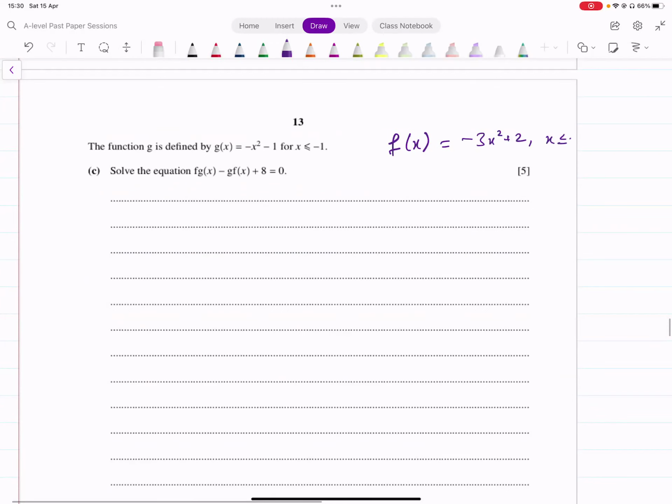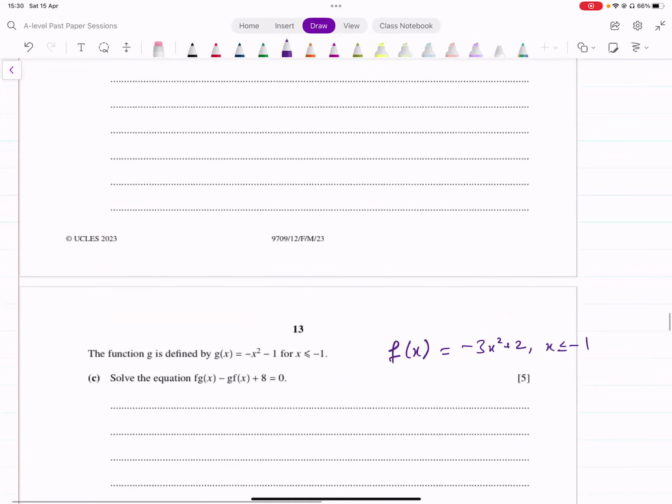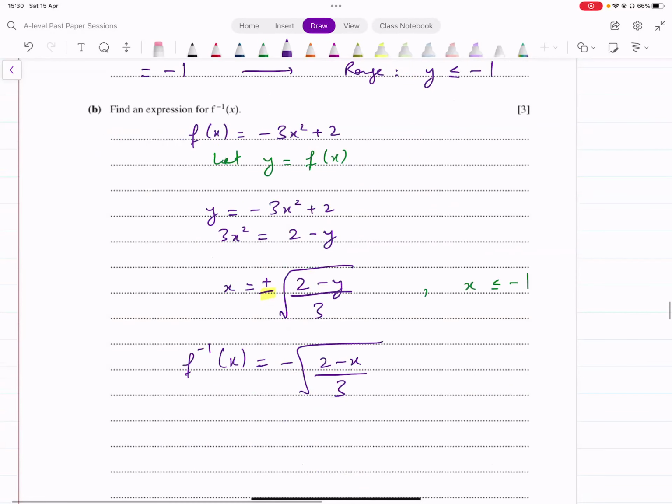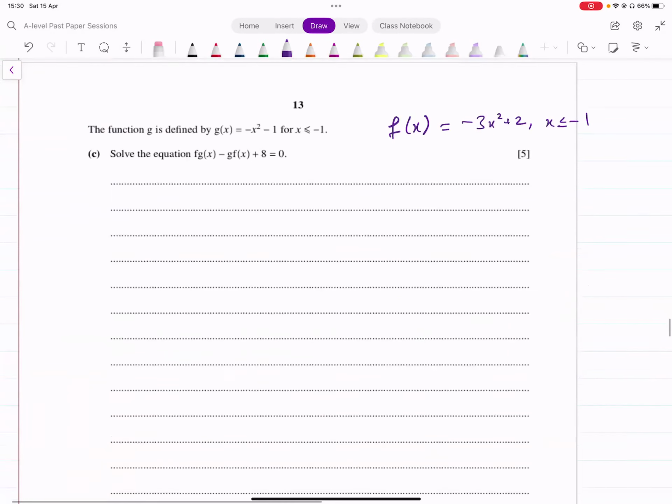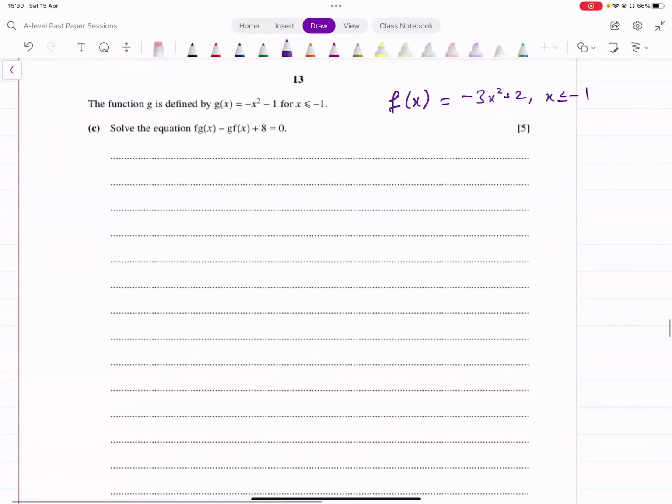And the domain for that function was x less than or equal to -1. दोनों functions की same ही domain है. ठीक है. अच्छा, अभी इक्वेशन क्या है, f g of x minus g f of x. Let's write it down like this. First of all, f of g of x minus g of f of x, right, plus 8 equals 0.